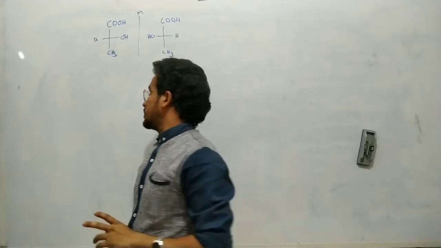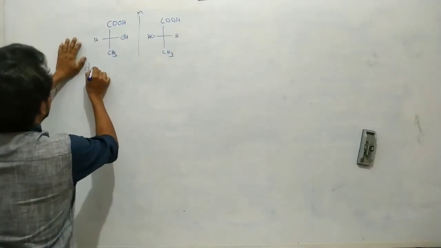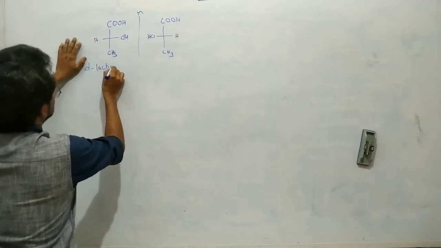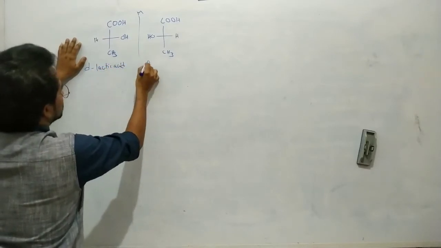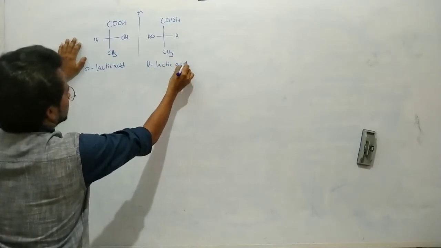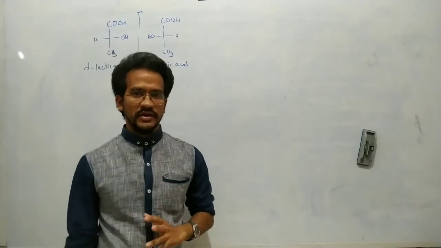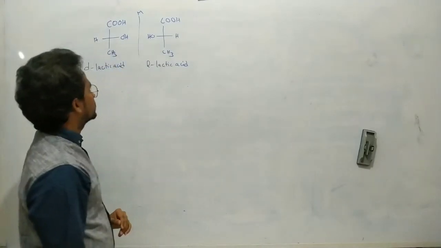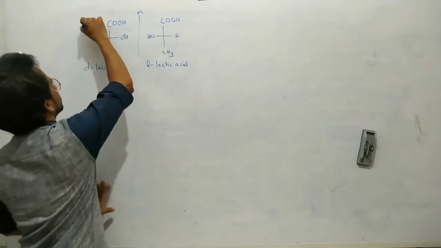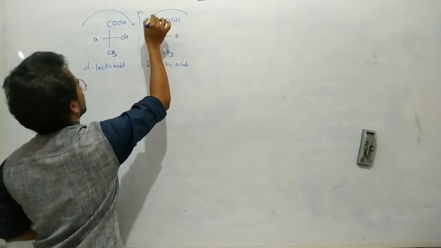Okay. Now here let us say this is dextrorotated D-lactic acid. Its name is lactic acid. Now it is L-lactic acid. D-lactic acid and L-lactic acid. In this case, it is a dextrorotator, it rotates PPL to the right side. This one rotates PPL to the left side.